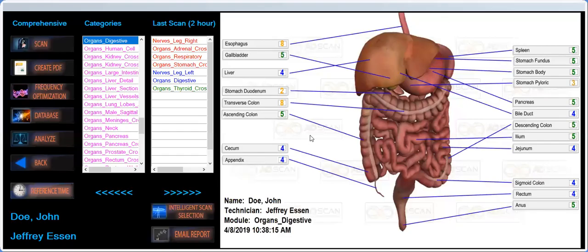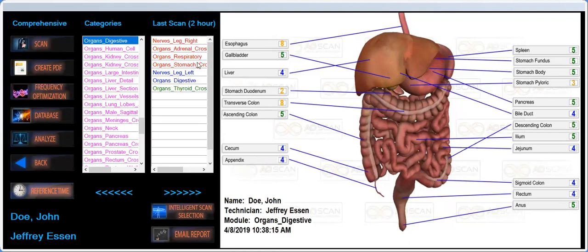Hi, good morning, everybody. If you're just tuning into this video, we've already gone through the initial part of what's called the comprehensives. We've developed a list here for Mr. John Doe. And let's just say, for example, we look at this column here called last scan.